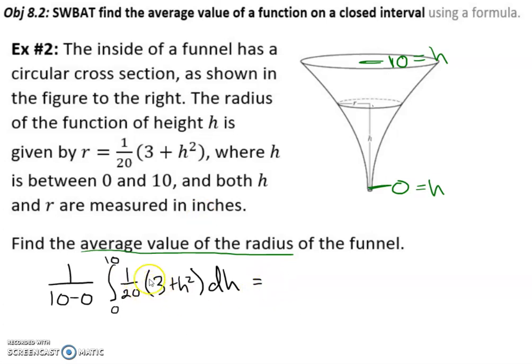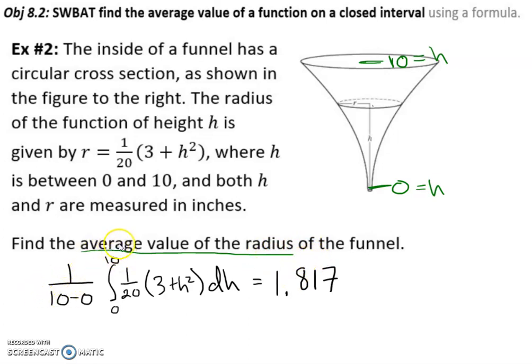So this is going to find us the average radius of this funnel on the entire thing. I'm grabbing my calculator to type this in. So 1/10 times, remember math 9 to do integrals, so from 0 to 10 of 1/20 times (3 plus h) squared dh. And this comes out to 1.817.